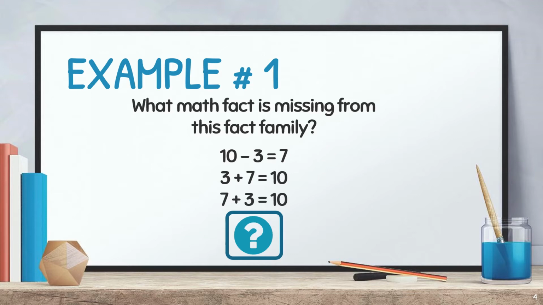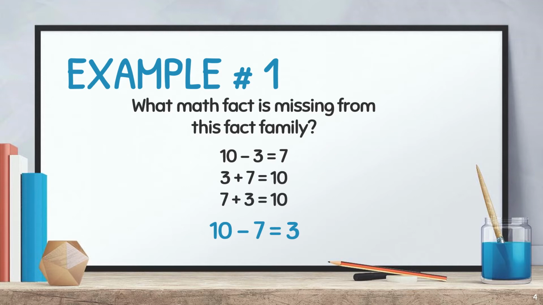Okay, so it should be 10 minus 7 equals 3. Okay, so that is the missing math fact. 10 minus 7 equals 3. I hope that's the one that you came up with.